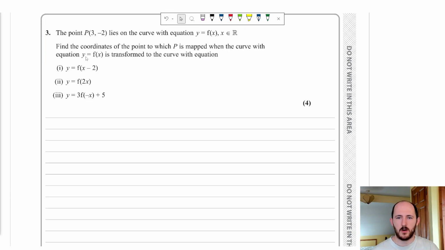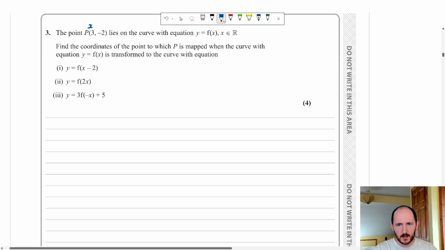Okay, so a nice little question on graph transformations. So we have a point (3, minus 2). Remember, this is the x-coordinate and the y-coordinate, lies on the curve y equals f of x, and we just need to find how the coordinates of P change under these different transformations.